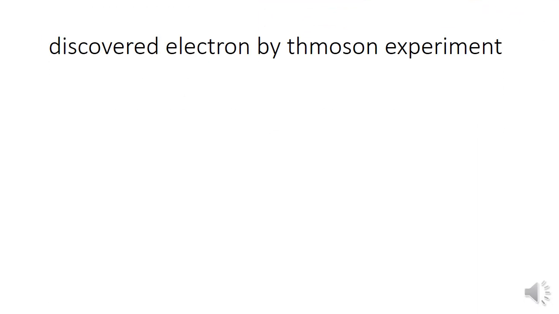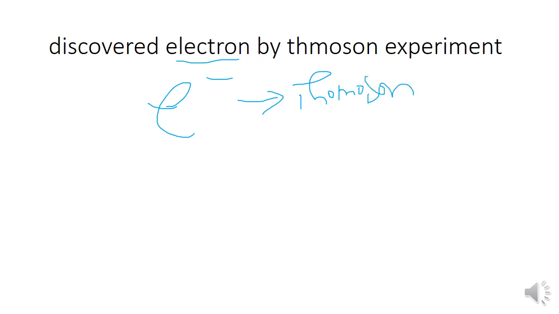Noneho tugiye kureba who discovered electron. Who discovered electron? Electron is a negative charge. The discoverer of electron is Thomson. This is Thomson. Hano, we are discovering the electron. How? We are going to see it.